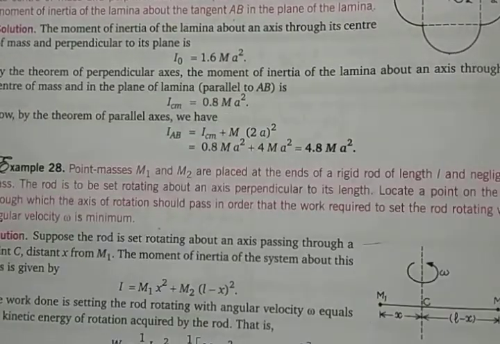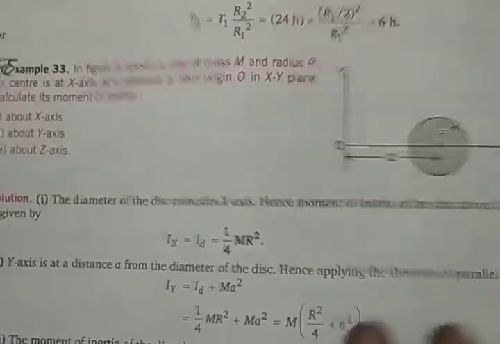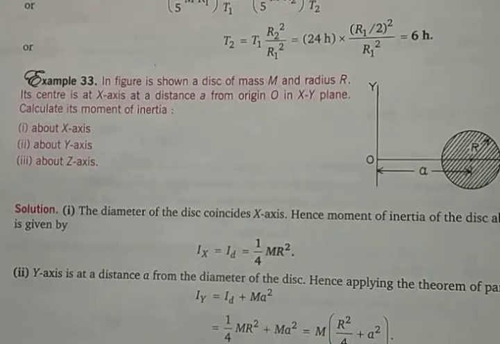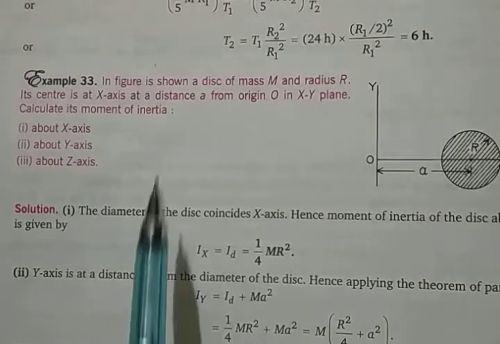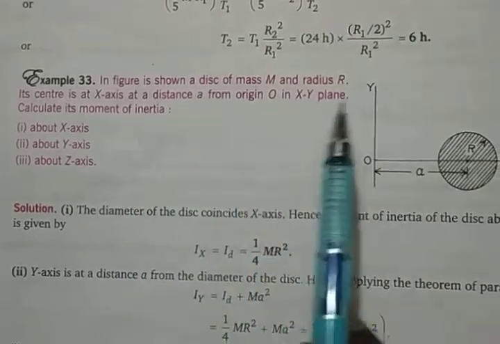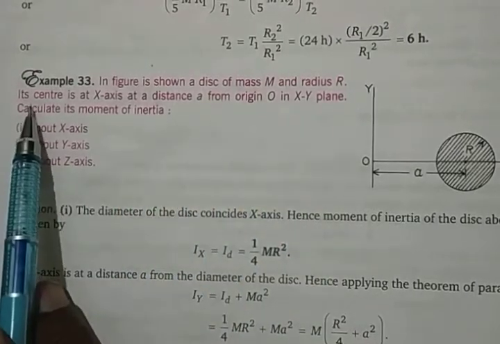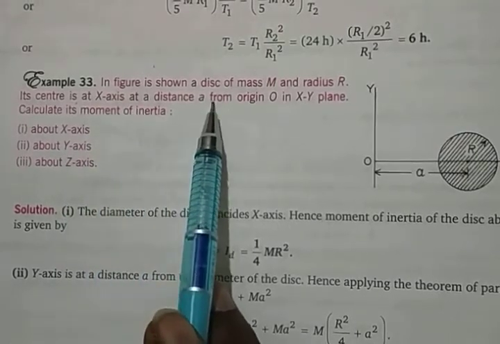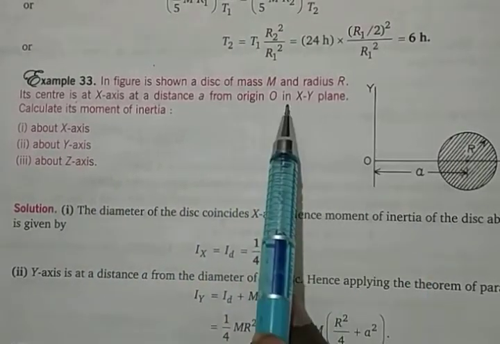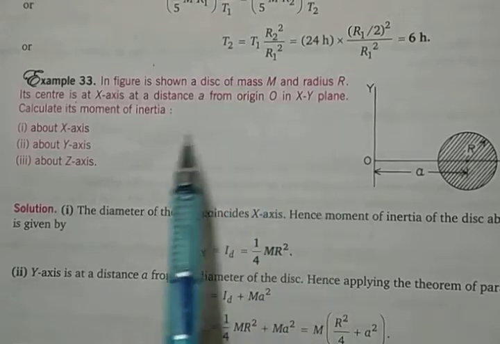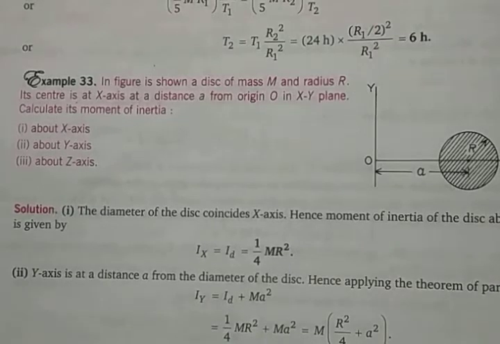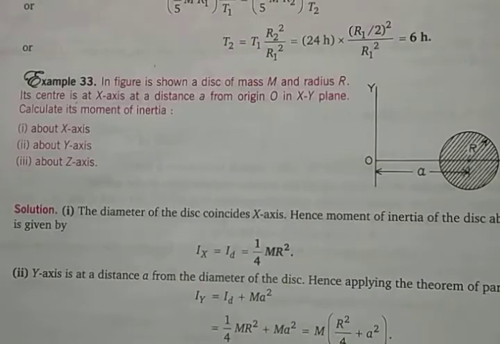Okay. Last question. This is question number 33. Please take a look. In the figure is shown a disk of mass m and radius r. Its center is on the x-axis at a distance of a from the origin O in the xy plane. Calculate the moment of inertia about the x-axis, y-axis and z-axis. This is the diagram which is given here. Now, how do we start?